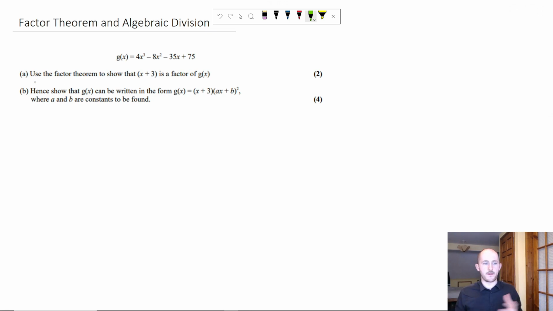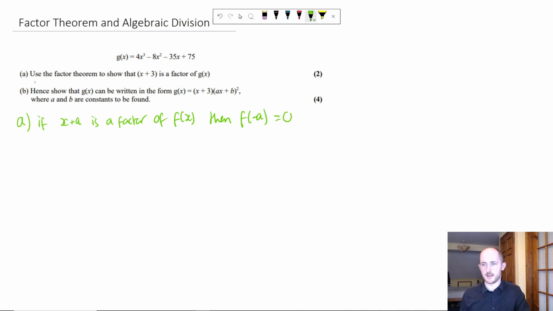Now, this is just what the factor theorem is. The factor theorem simply states that if x plus a is a factor of f of x, then f of minus a, technically, is equal to 0. That's what the factor theorem states. Technically I should have probably written this backwards. So if f of minus a is equal to 0, then x plus a is a factor.